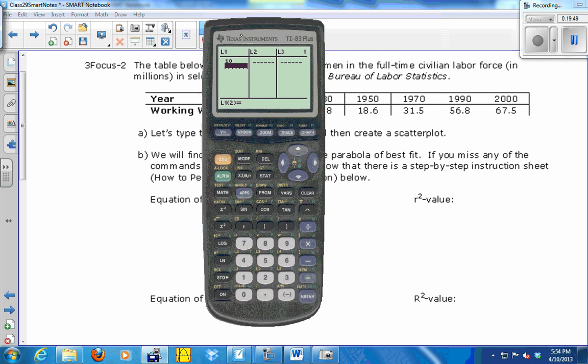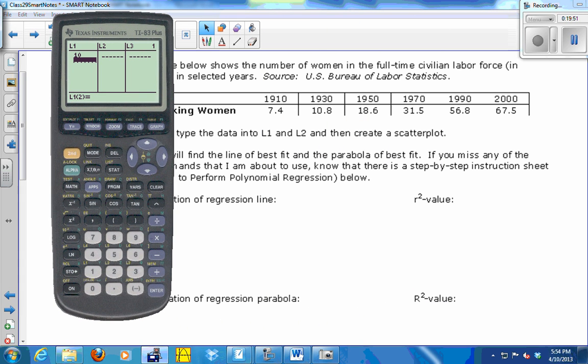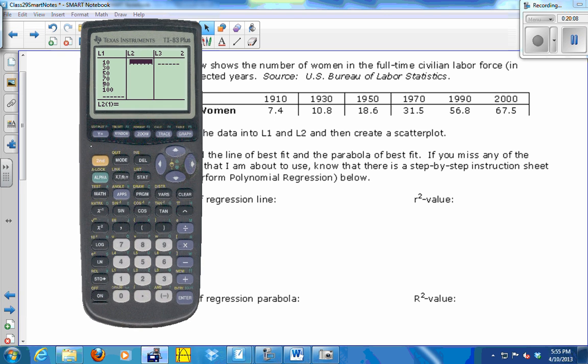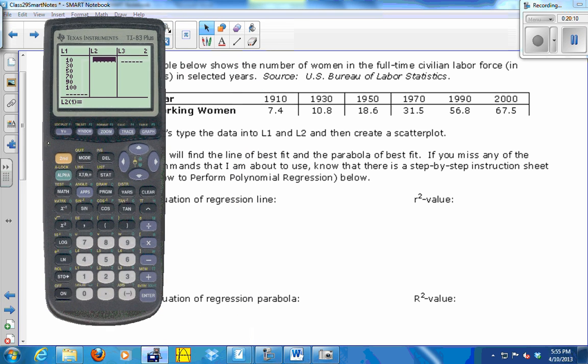All right, so I've got 1910, 1930, which is 30 years after 1900, 50, 70, 90, and 100 years. And then we have, this is measured in millions. So 7.4, 10.8, 18.6, 31.5, 56.8, 67.5.